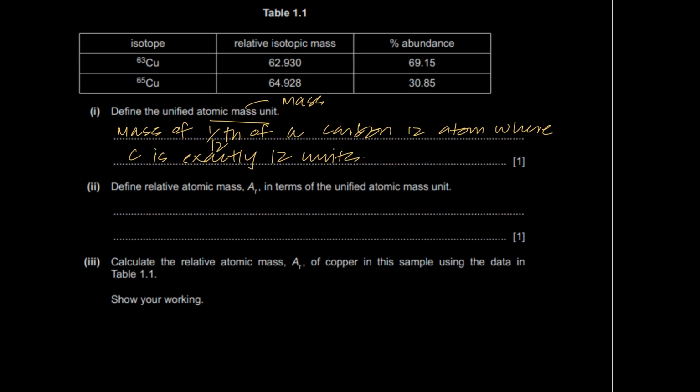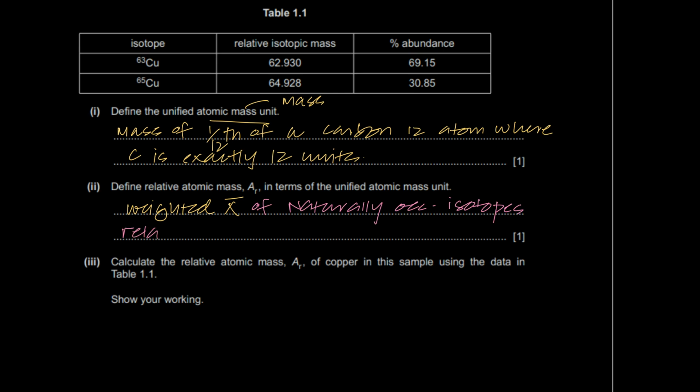Define the relative atomic mass in terms of unified atomic mass unit. So what was relative atomic mass? It was the weighted average mass, or the weighted mean, of naturally occurring isotopes, relative to the mass of 1/12 of a carbon-12 atom.